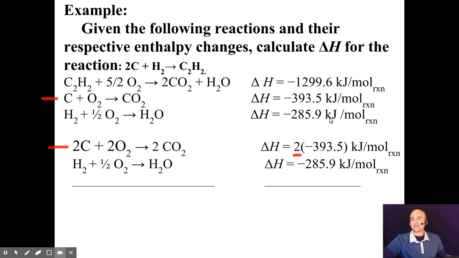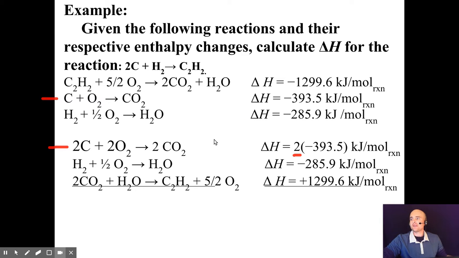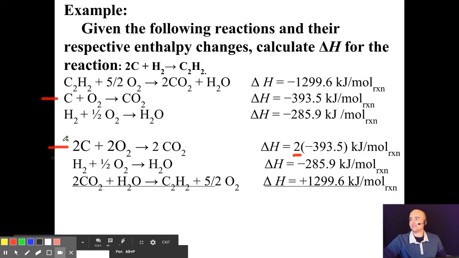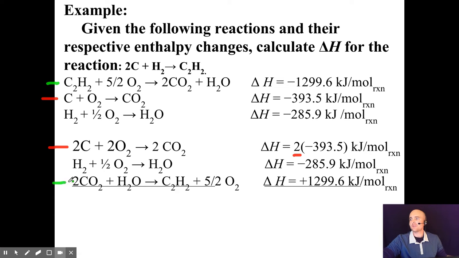And I just write down the corresponding enthalpy for that. Now the third step is going to be this one. Can you see which step it is? That's right. This is going to be this step. Notice that we reversed the pathway. So now this negative became a positive here. So notice that this one is positive.